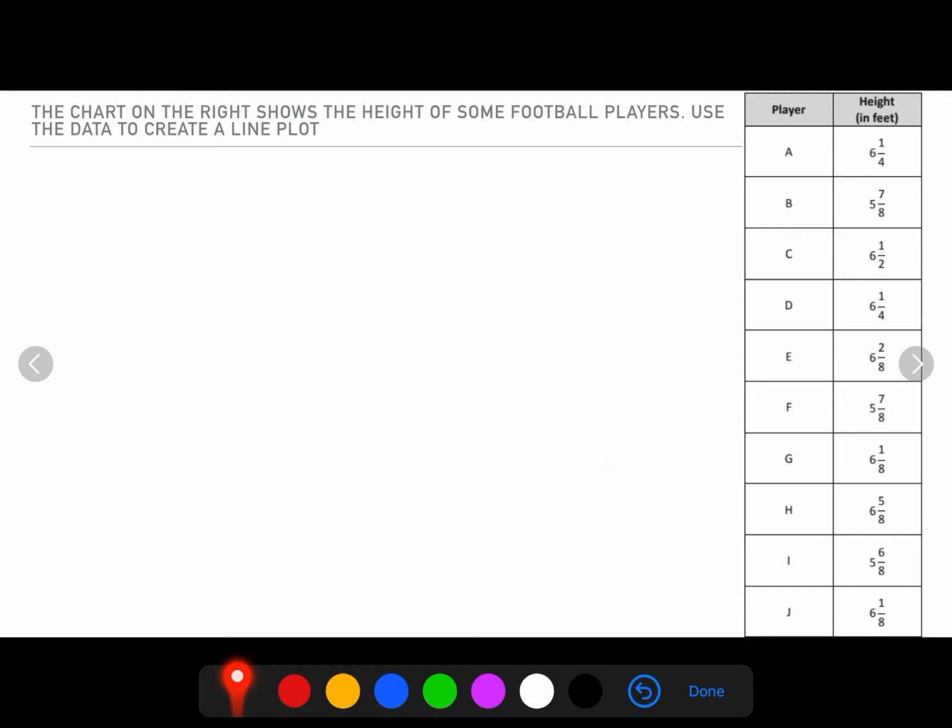We're going to be making our own line plot today. So on the right-hand side, we have a chart. And we're going to be using this chart in order to determine the number of football players that have the same height and to just be able to compare the heights of our football players. In order to do that, you guys, we're going to have to figure out the smallest mixed number and the largest mixed number, because just like a number line, our line plot needs to have two endpoints, and our endpoints have to be whole numbers.